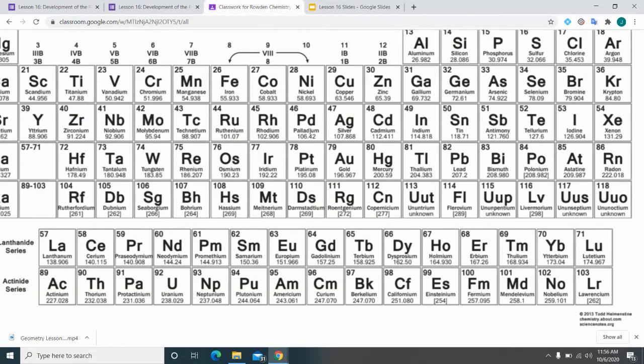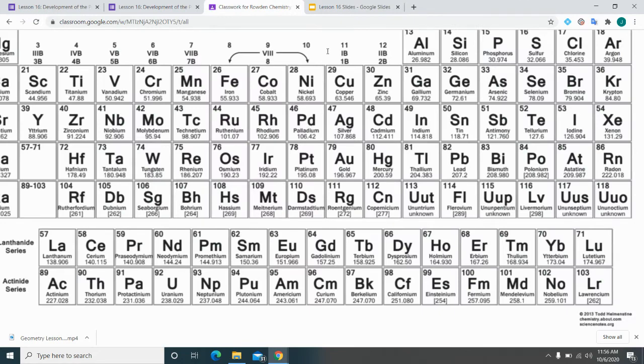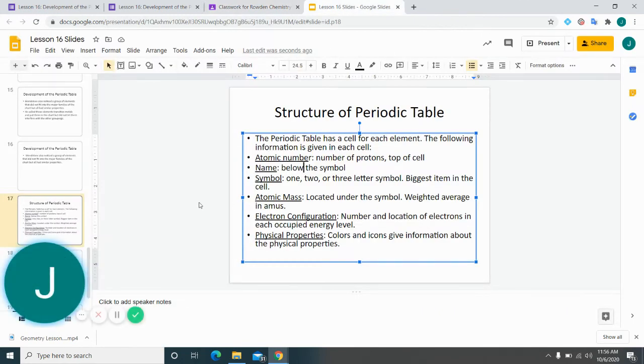The atomic mass is down here, and this is going to be the weighted average. This is not what every single one of these elements will weigh. It's what their averages are. And then sometimes you'll have the electron configuration and the physical properties on periodic tables. I've given you a very bare bones one that doesn't have much of that, but sometimes you'll see those on there.